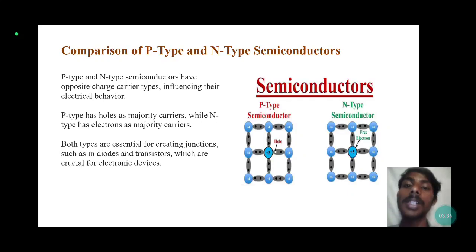Comparison of P-type and N-type semiconductors. P-type and N-type semiconductors have opposite charge carriers influencing their electrical behavior. P-type has holes as majority carriers, while N-type has electrons as majority carriers. Both types are essential for creating junctions such as in diodes and transistors, which are crucial for electronic devices.